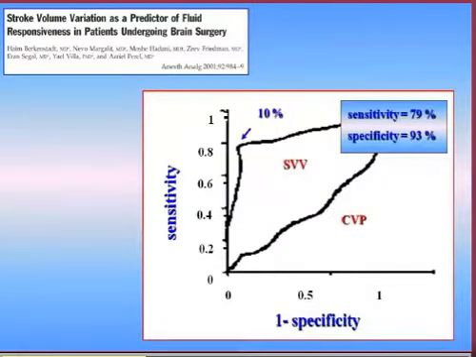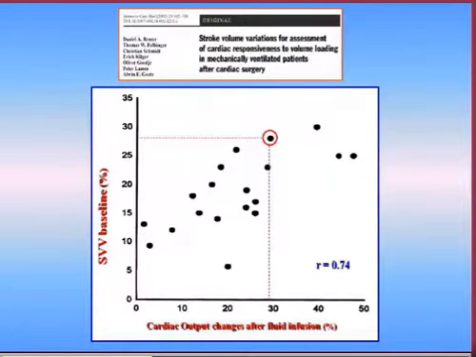And using this system, the group of Perel demonstrated that in patients undergoing brain surgery, SVV, stroke volume variation, using this device was able to predict fluid responsiveness in these patients far better than CVP, again. And a 10% value was found as a threshold value. The group of Reuter and Goetz also demonstrated the same result and showed that SVV was proportional to cardiac output after fluid infusion.